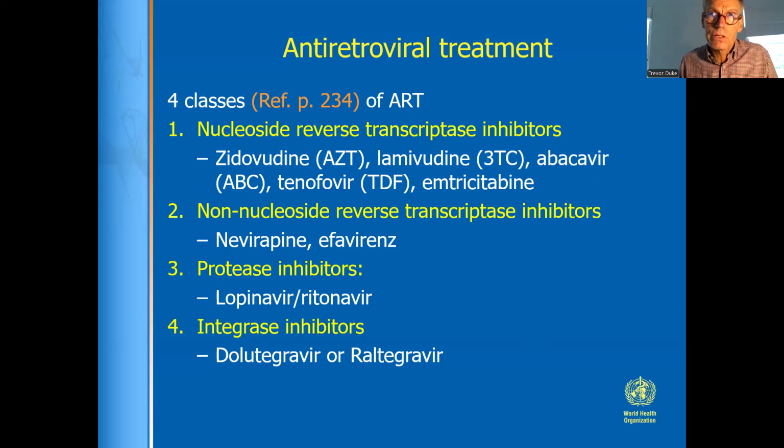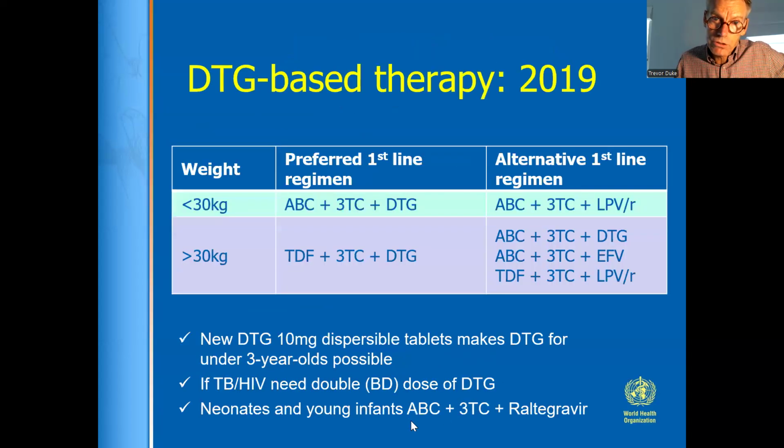And it's only in the last few years that there are now dispersible tablets, 10 milligram tablets of dolutegravir, and so therefore even younger children can receive dolutegravir-based therapy, and all children, if they're on some other ART, generally should be changed to a DTG-based regime. Raltegravir is used for neonates. We won't talk about that too much.